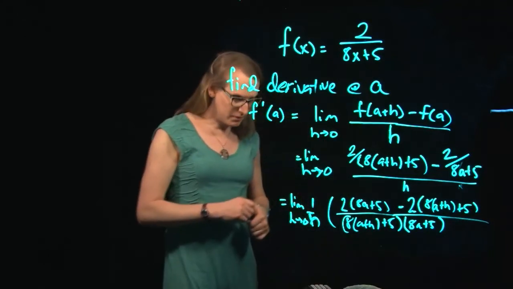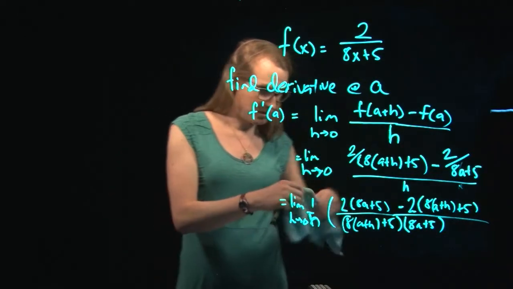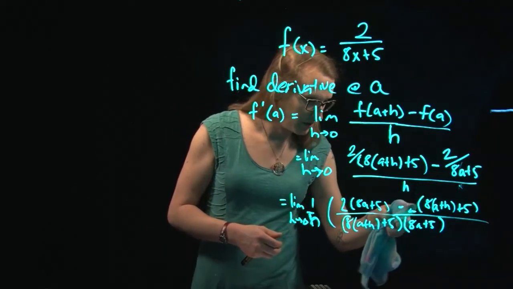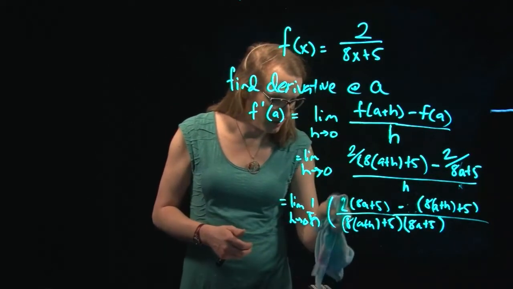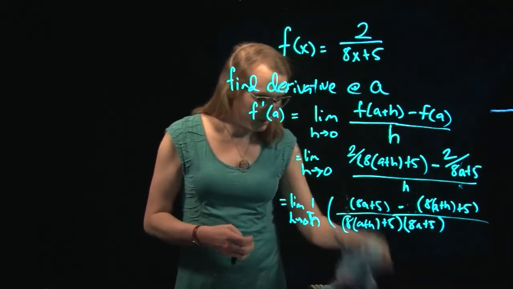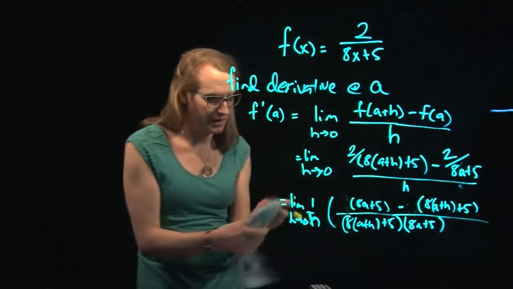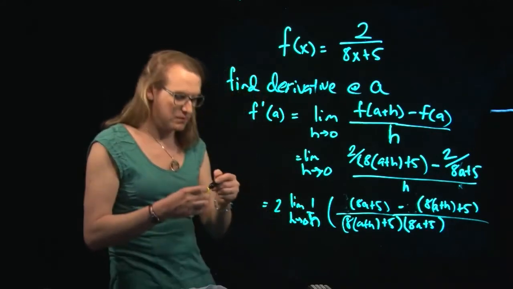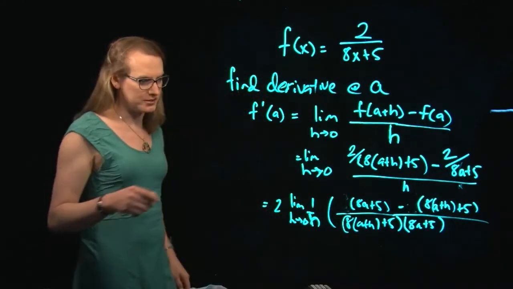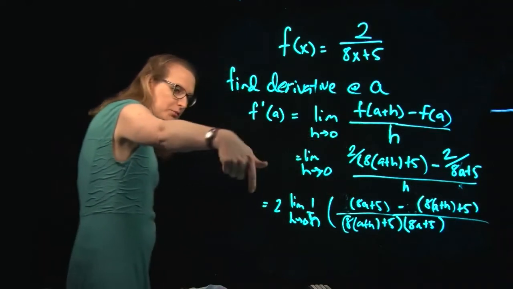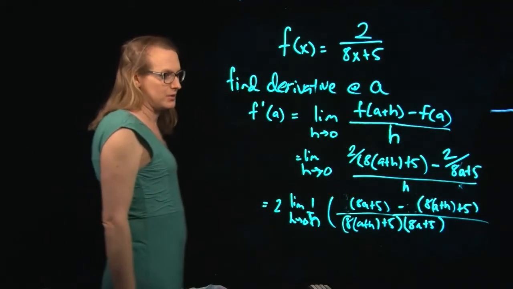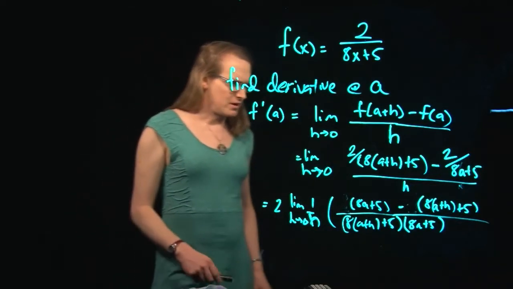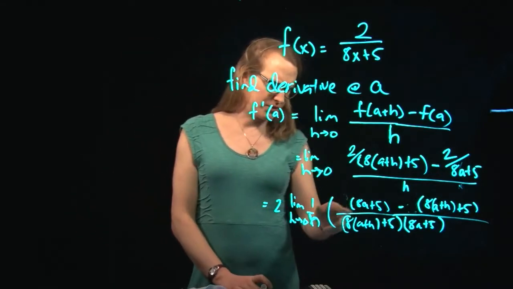You know what I vote? I vote we take that 2 out, because I do not want to have to deal with that 2 hanging out. I love the constant product rule because it lets me just pull multiplicative constants out front. How's our friend the constant product rule at work there? So now we need to do some distribution.